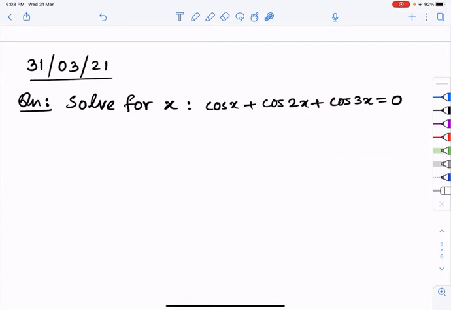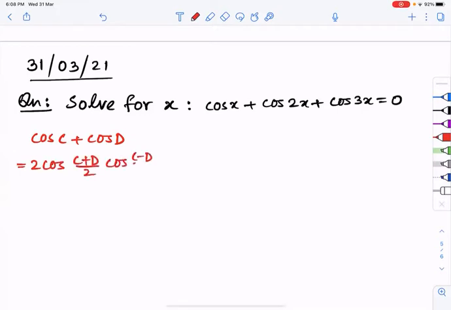Now we have a formula in trigonometry from where you can use sum to product, that is the transformation formula. Okay, the formula is this one: cos c plus cos d. There are many formulas. Out of that I am taking this because it is relevant here. Cos c plus cos d is equal to 2 cos (c plus d) by 2 into cos (c minus d) by 2.